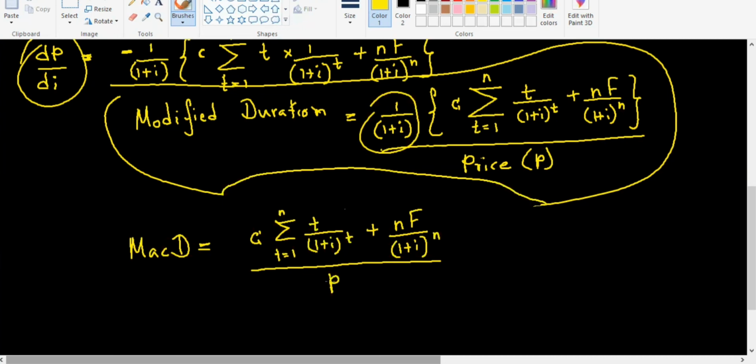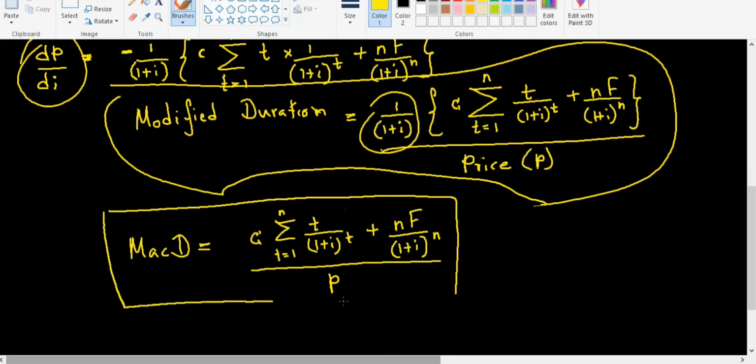You don't have to remember all these formulas, right? You can derive them, but with the time constraints when you prepare for the exam, it's better to apply this formula straight away. But this is how we can derive these formulas. This is the Macaulay duration.